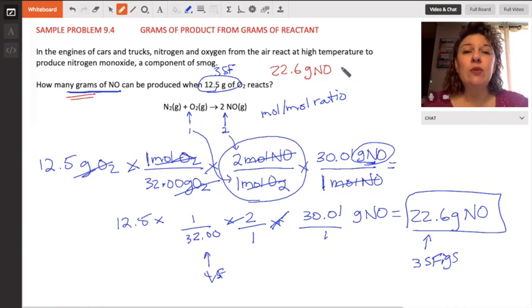So no matter which way we did this, using the recipe method or using the conversion factor method, we still got the same answer. So either way is fine. You just need to know what you're doing with each one. Okay, so let's go to the next example and we'll do it again both ways.